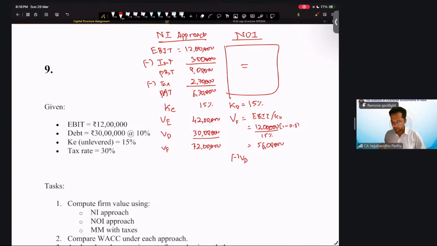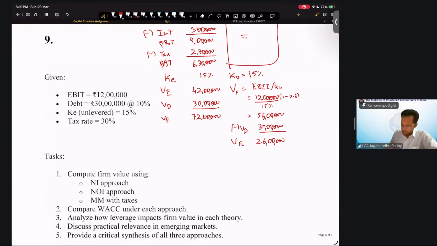And from that, we subtract the value of debt. Value of debt is 30 lakhs. And we get the value of equity as 26 lakhs. Okay, that's the NOI approach. Then with taxes, I need to get the value of the unlevered firm.